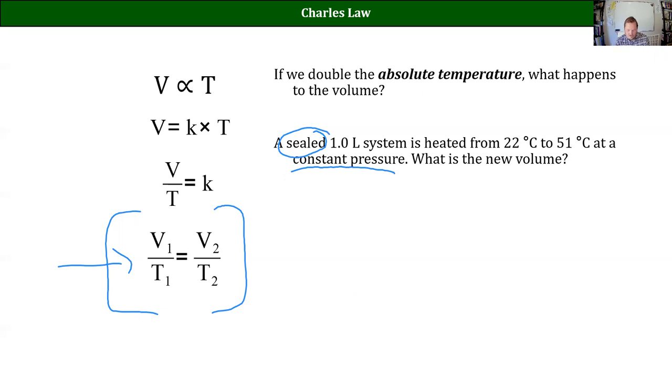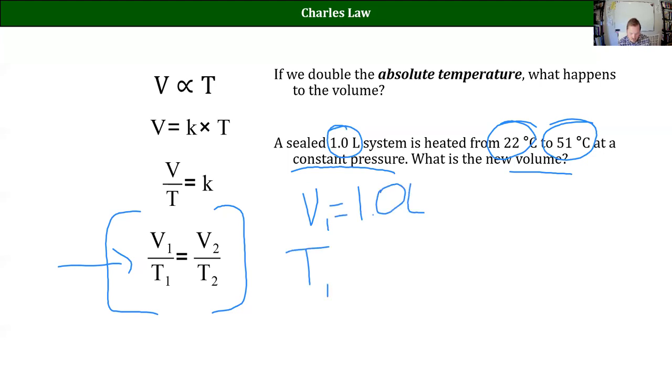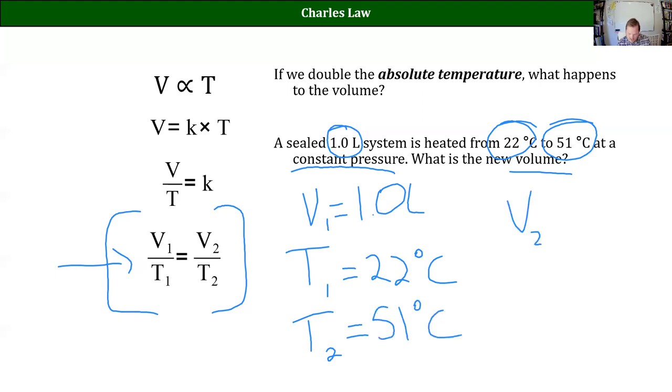So being able to look at this and say, oh, look at the units. I can tell 1 liter, that's a volume. I'm looking for the new volume, and I've got two temperatures. So if I've got two temperatures and a volume and I'm looking for the new volume, that tells you which equation to use, because you can say, okay, V1 equals 1.0 liters. T1 is 22 Celsius. T2 is 51 Celsius. What is V2? And all we're going to do is plug our volumes and our temperatures in and solve for the variable we don't have. So a little bit of algebra.